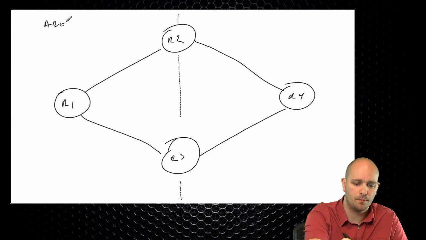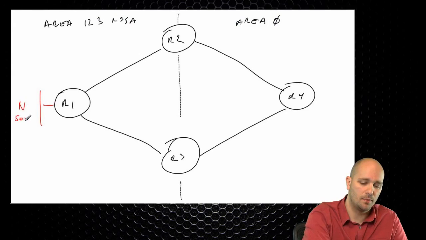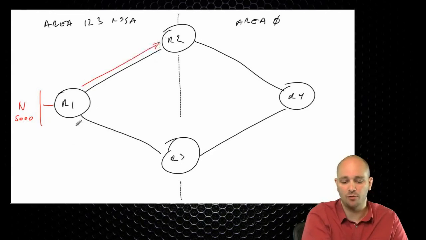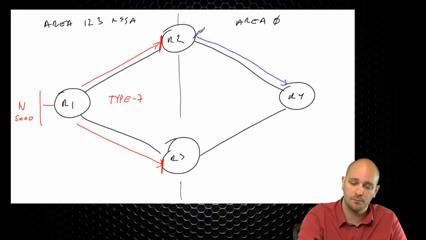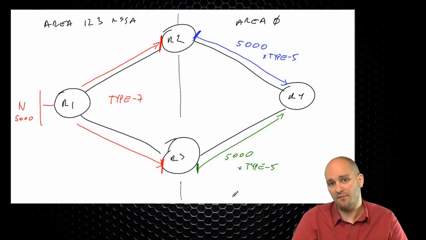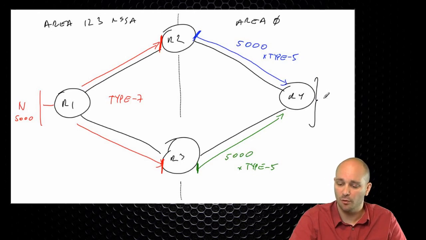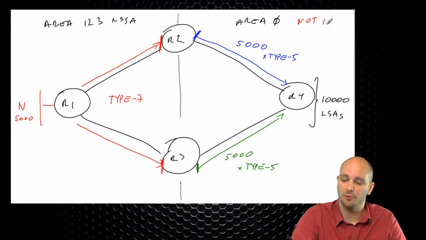this is, let's say, area 1, 2, 3, NSSA. And let's say that this here is area 0. And let's say that our R1 here is injecting 5,000 routes inside. So these are going to arrive to R2 and R3 and stop here. So these are type 7s. So what's going to happen here is that R2 is going to generate its own 5,000 type 5s, and R3 is going to generate its own 5,000 type 5s, which means that on this router here, I'm going to end up with that old problem of 10,000 LSAs. So let me reassure you, this is not how it works.